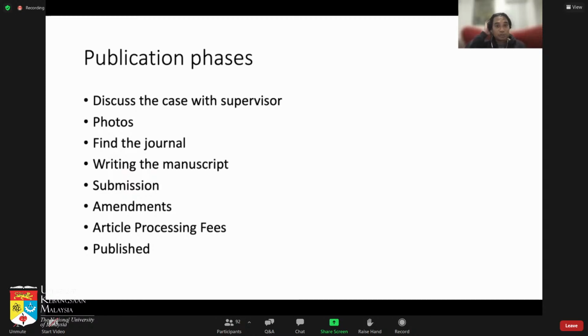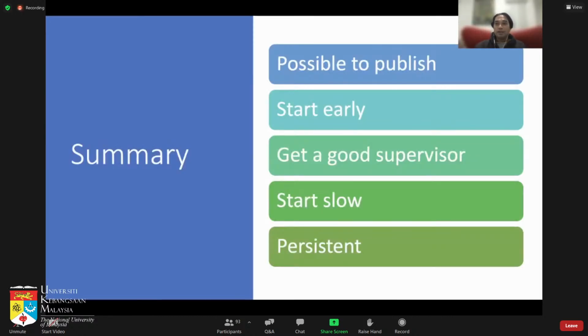And again, sometimes you have to pay article processing fees to get your work published. And finally, getting it published is good. There are so many case reports that you need to write, and it would be a waste if you cannot get them published. And I'm quite sure with the help of your supervisor, you can get it published. Again, when you get it published, you will feel very good, and you will keep on trying to get your work published.